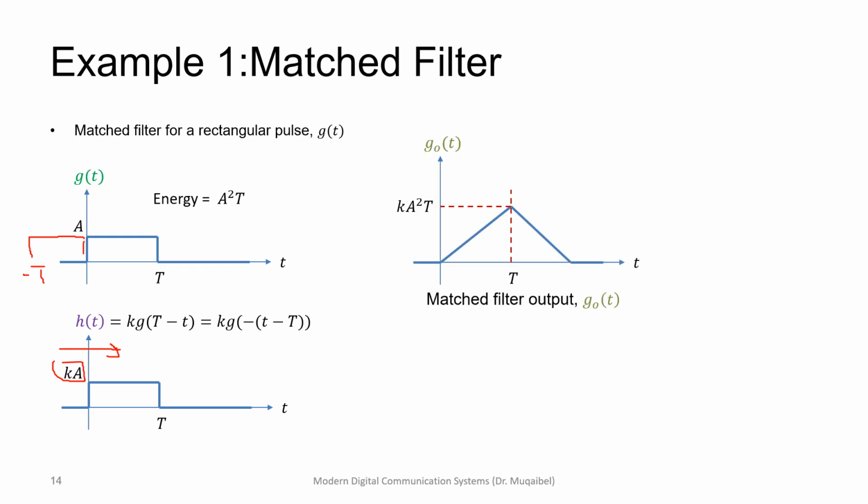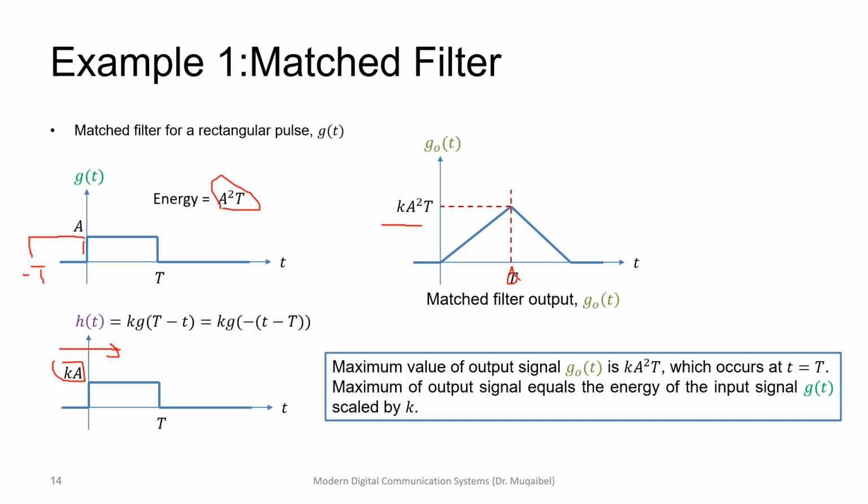Now, if this signal goes through the filter without any noise, this is how the output would look. It's a convolution. And you know that the top value, the maximum value, should equal the energy scaled by k. So we know exactly, and this will occur at the sampling instant of T. We take only one value here and we would like to maximize it. Those other values will not contribute to the decision in ideal conditions. Now the maximum value of the output signal is k times A squared times T, which occurs at t equal to T. The maximum of the output signal equals the energy of the input signal scaled by k.